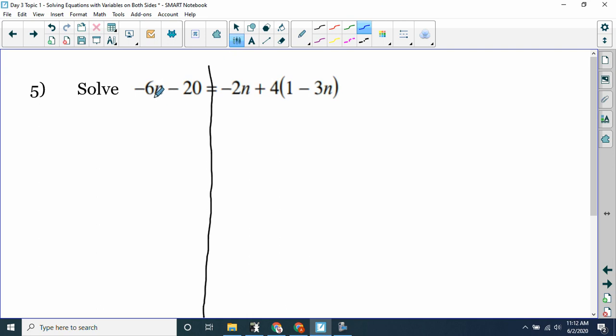The first thing I would notice is I've got a number times a quantity. When that's the case, we want to use the distributive property. So I can do 4 times 1. I'm going to rewrite everything else. I've got my equal sign. I've got negative 2n. This side I didn't do anything to. I'm distributing here. 4 times 1 is positive 4. Positive 4 times negative 3n. Positive times negative is negative. 4 times 3n is 12n.